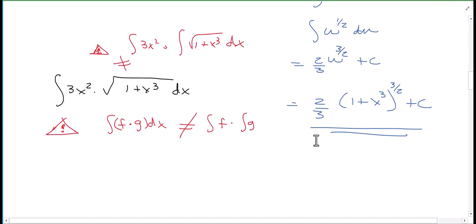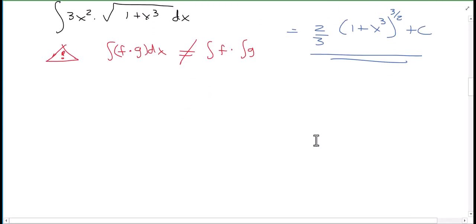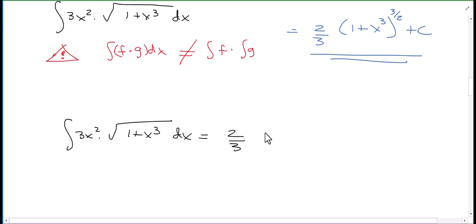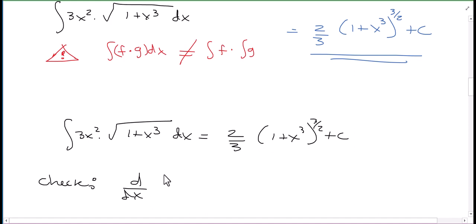Now the nice thing about finding the antiderivative is that you can always check your answer. So we found that the integral of 3x squared times the square root of 1 plus x to the third dx, we found it to be 2/3 (1 plus x to the third) to the 3/2 plus c. So how do you check your answer? So to check, take the derivative of what you got, right? Take the derivative of your antiderivative. So (1 plus x to the third) to the 3/2 plus c.